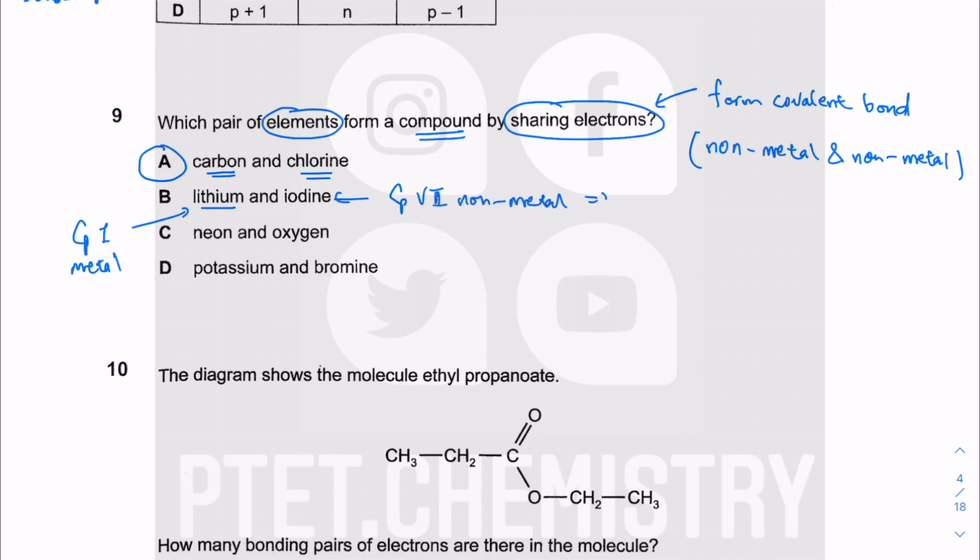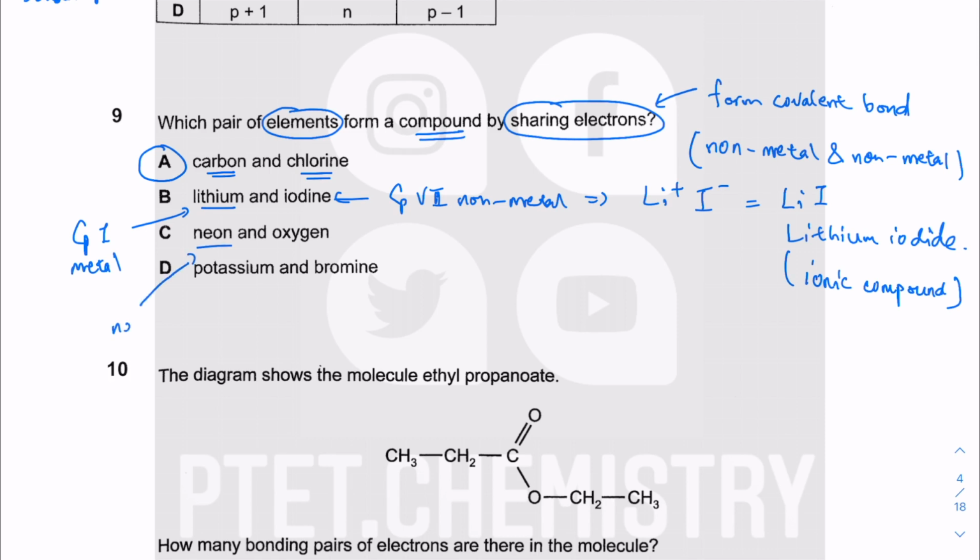As you could imagine, you could have Li+ and I-, which is what you call lithium iodide. It's going to be an ionic compound with strong electrostatic force of attraction between the two oppositely charged ions. Neon is a noble gas. Noble gases exist as single atoms because they do not like to form any kind of bond at all. Not ionic, not covalent, because they already have a fully filled outer shell. So C is wrong as well.